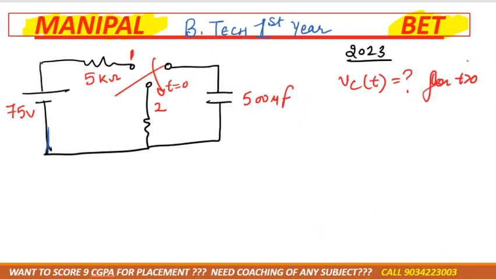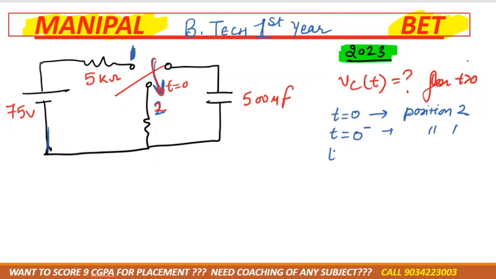See, this is a question from your paper, 2023 December. In this, two switches are there, one is 1 and another is 2. According to the switch movement, at t equal to 0, the switch is connected to position 2, right? That means at t equal to 0 minus, the switch is connected to position 1, and at t equal to 0 plus, the switch is connected to position 2 only.